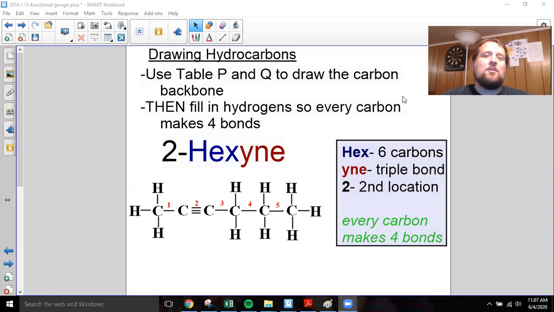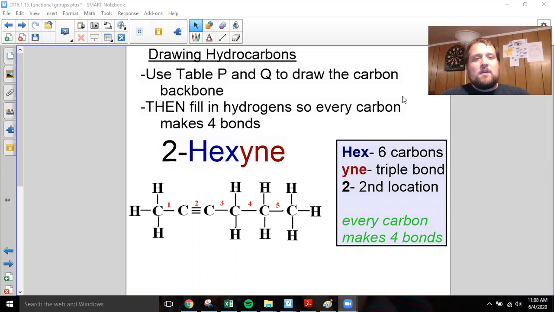Hello, today I'm going to show you how to use table R to identify and name organic functional groups. So we're in our organic unit. Remember, organic is a study of anything that contains carbon, and we care so much about it because every living thing on this earth is made of carbon.